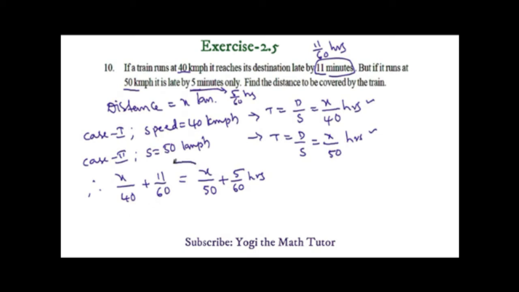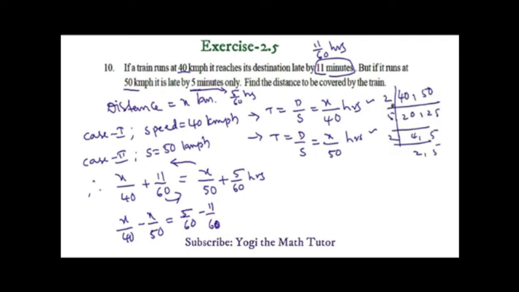Here you can transfer the x terms to the left side and the number terms to the right side. So x by 40 minus x by 50 will become 5 by 60 minus 11 by 60. Now we are going to find the x value. Take the LCM of 40 and 50.